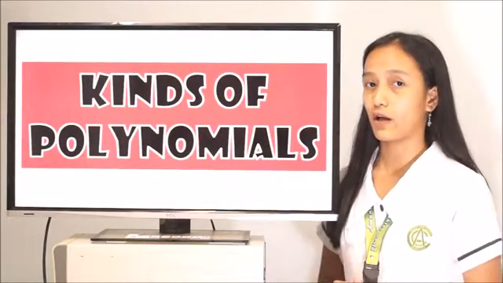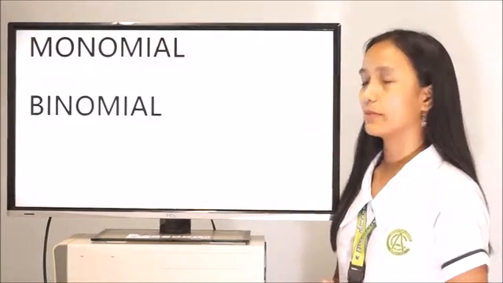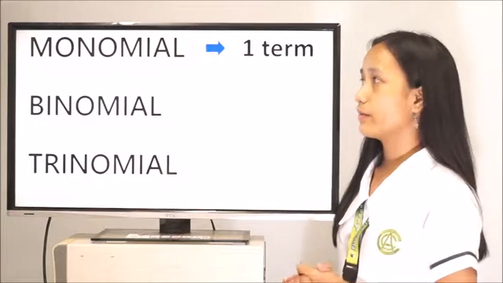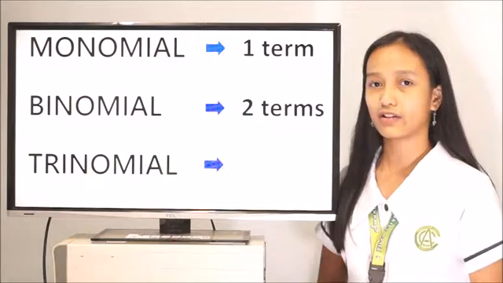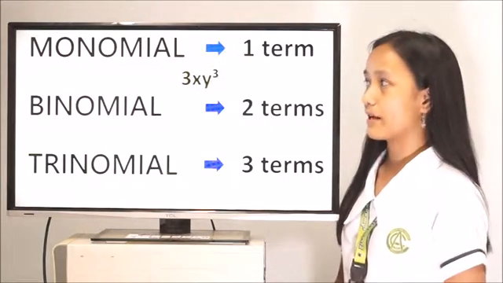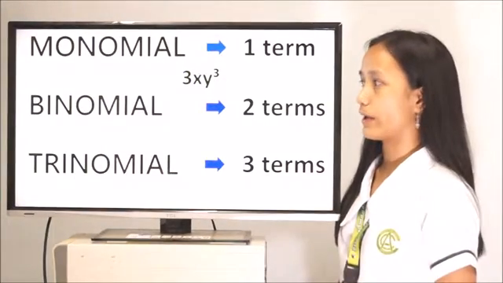There are kinds of polynomials, which are monomial, binomial, and trinomial. A monomial has one term, binomial has two terms, and trinomial has three terms. Example of monomial is 3xy cubed.